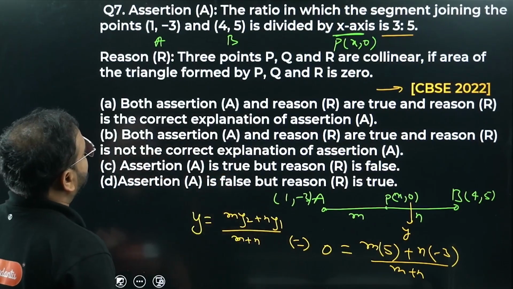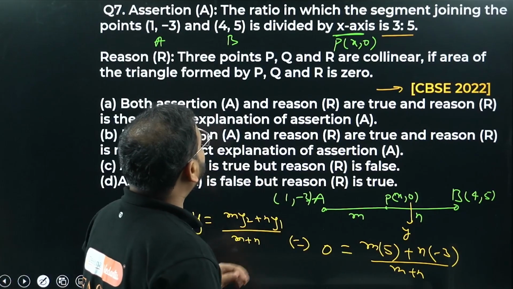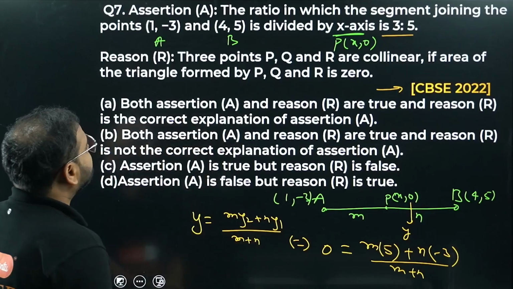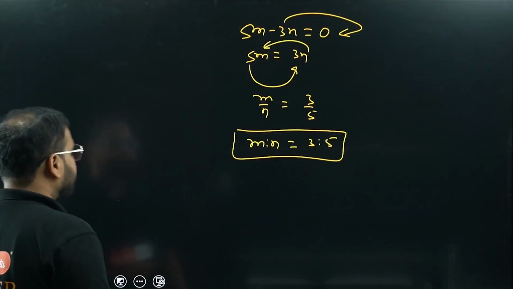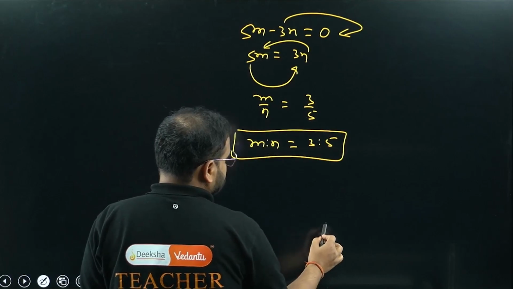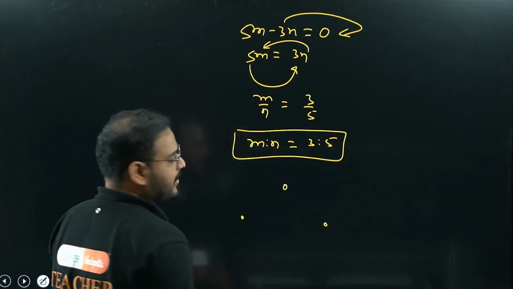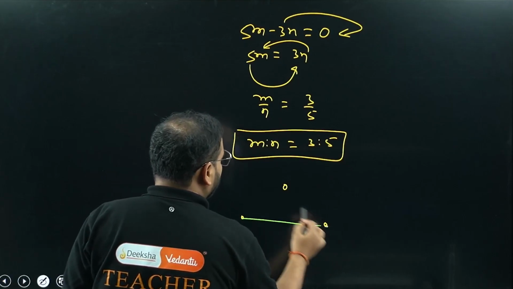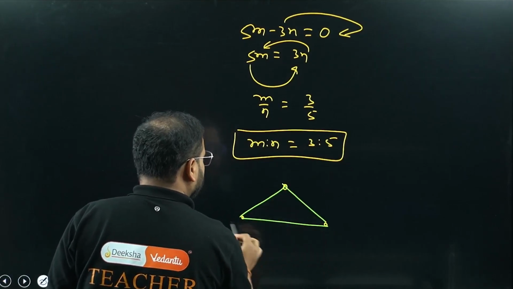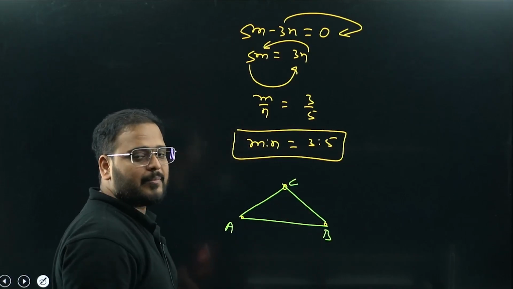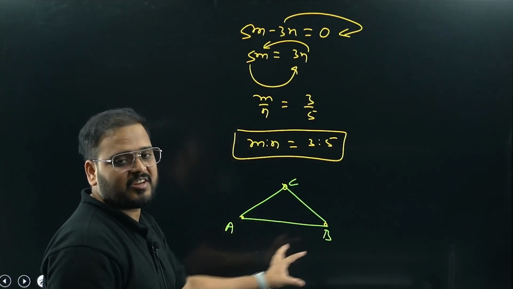Now look for the reason R. Three points P, Q, R are collinear if the area of the triangle formed by P, Q, R is 0. Let's verify it. If I have three points like this, what's the area? It will be forming a triangle, yes or no? Think about it. This is point A, B and C. Points A, B, C will be forming a triangle. So these are three points.